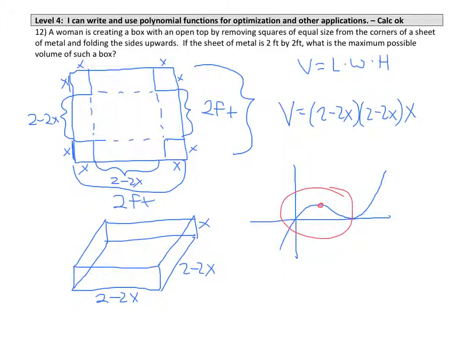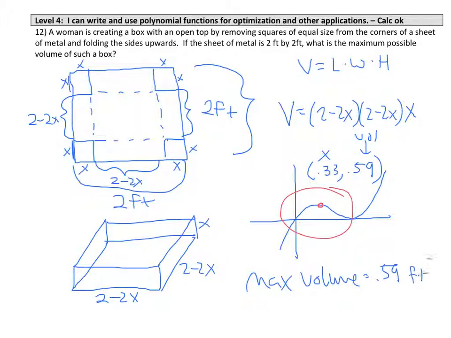And we get the point about 0.33 and 0.59. So remember that the x is the dimension of that little square that we cut out, and the function represents volume, so this would be the maximum volume. So maximum volume is 0.59 cubic feet.